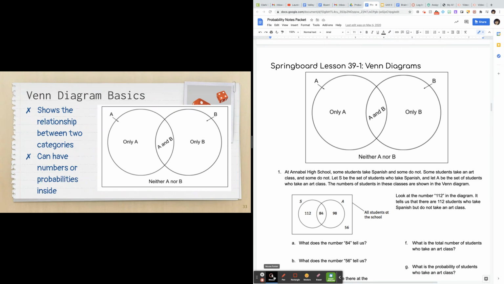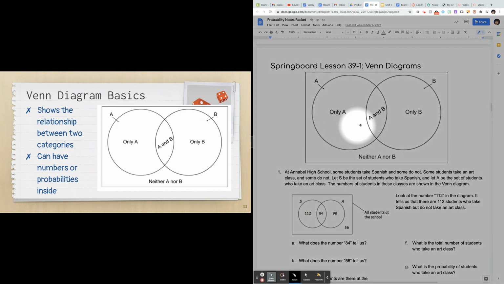So what you see here in the middle is the intersection of both of those categories, so where they overlap, right? So this would be an and probability, okay? In this moon-shaped part over here, this is the probability that a person you select only fits in one of the categories, only A. This one would be only B.